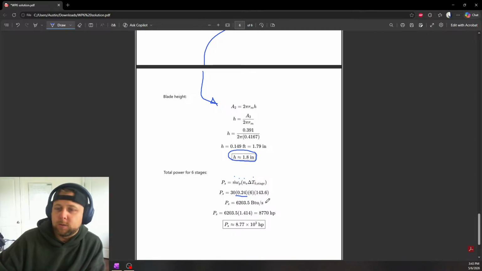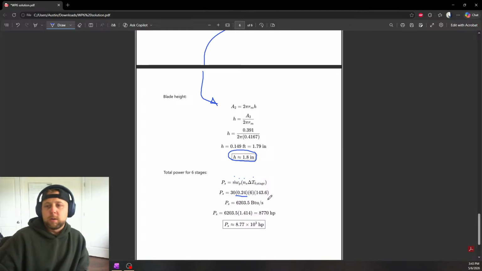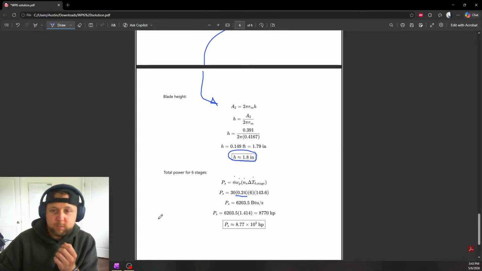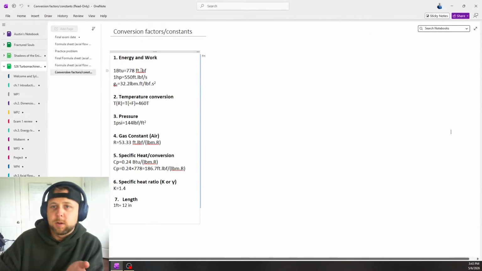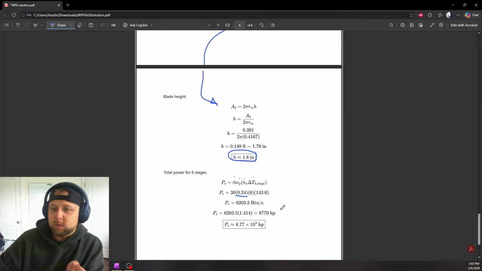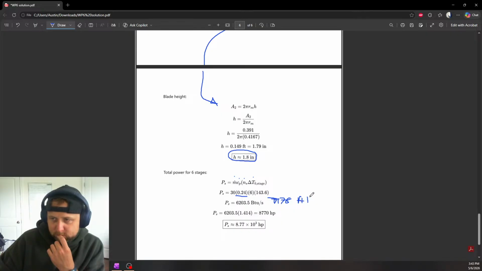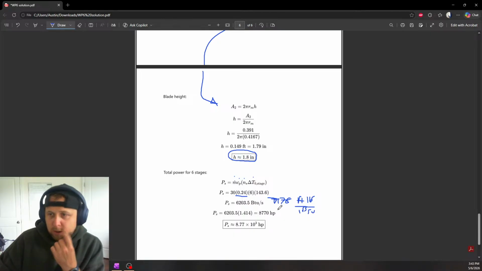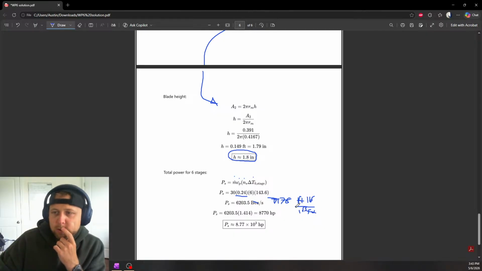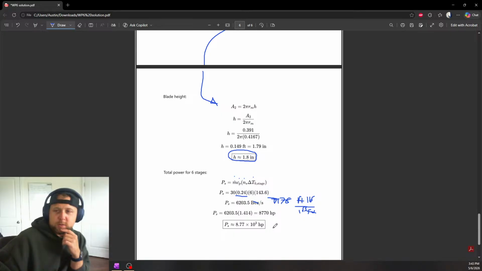Change it from BTUs a second to horsepower. Because 1 BTU conversion was 778 foot-pound force. 778 foot pound force divided by BTU. But what that does is it gets rid of BTUs, and we're left with foot pound force.